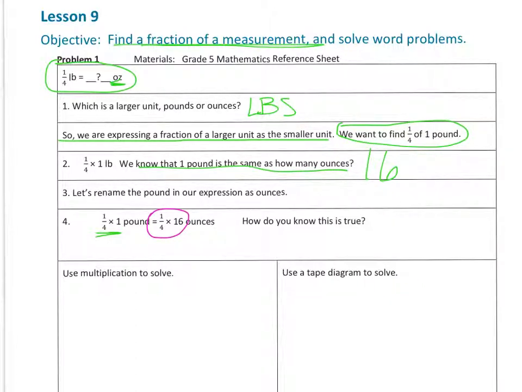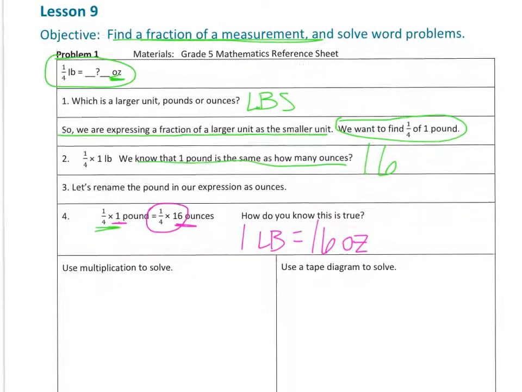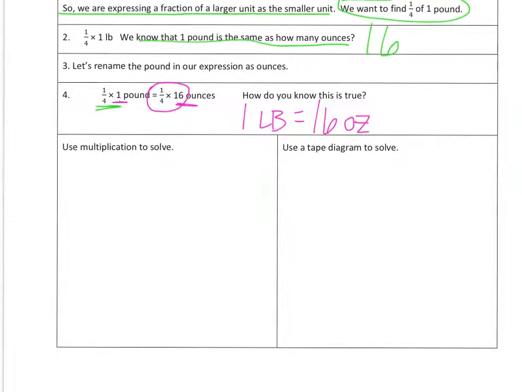So how do we know this is true? Because 1 pound equals 16 ounces. So let's use our fraction multiplication to solve. We know that 1/4 times 16 is the same as 1/4 times 16 over 1, or just 16.